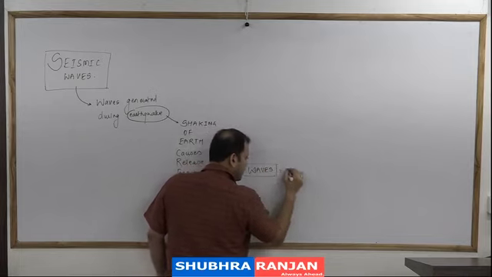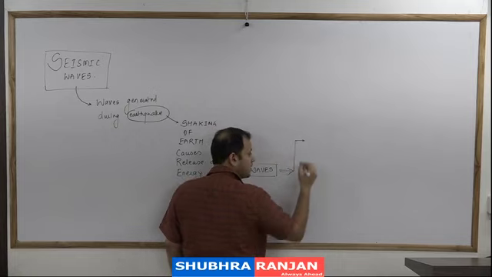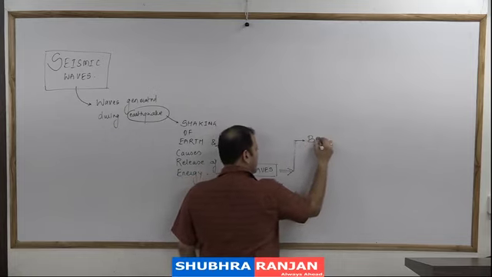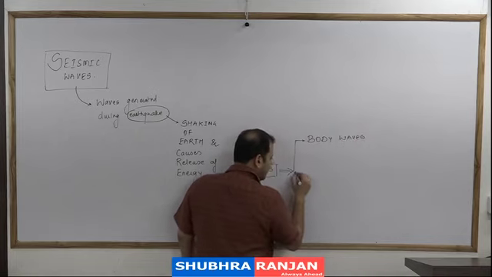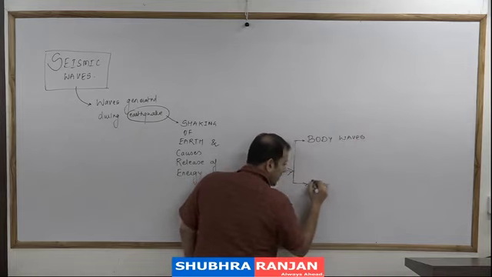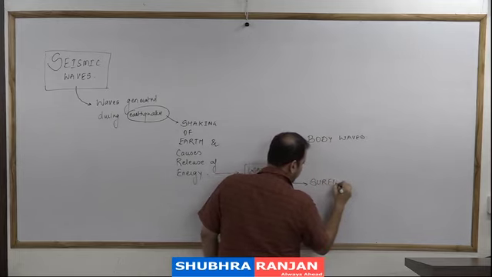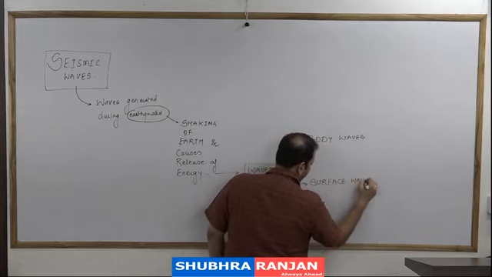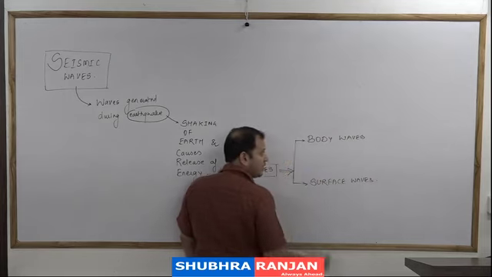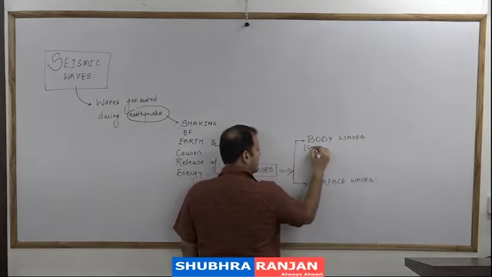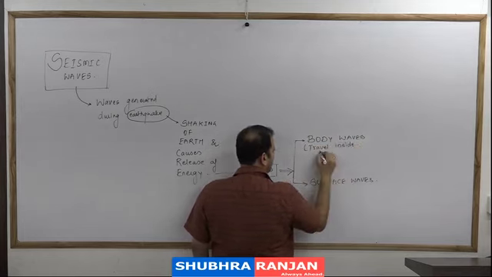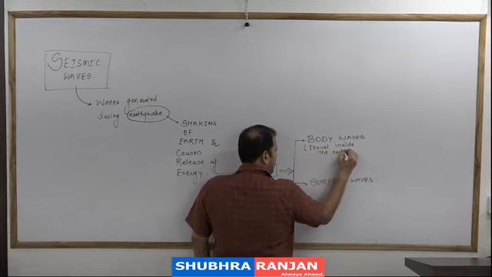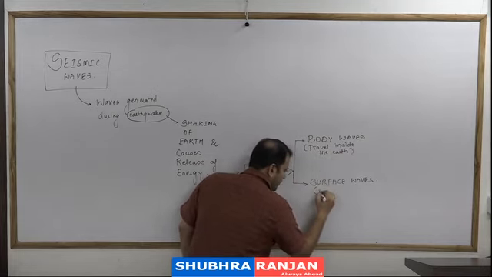Now, where are these seismic waves generated? Some of the seismic waves are generated inside the earth and we will call them body waves. Some of the seismic waves are generated outside the earth and we will call them surface waves. Body waves are generated inside the earth and they travel through inside the earth, and the surface waves travel on the surface of the earth.